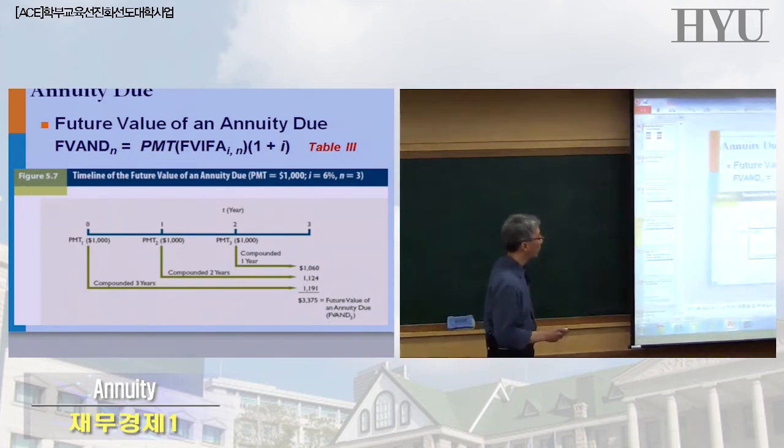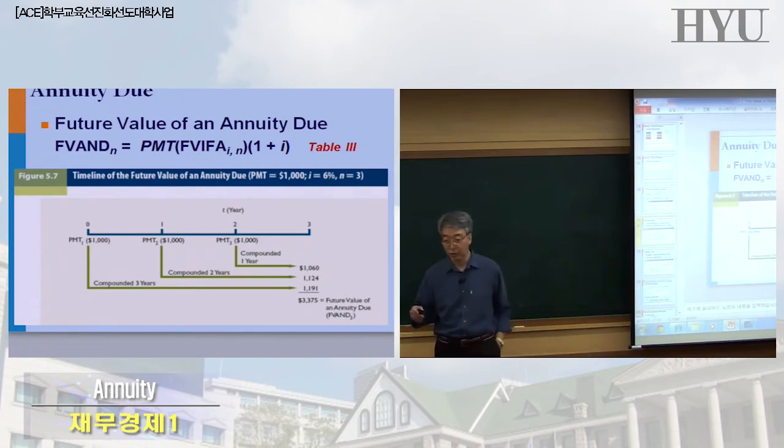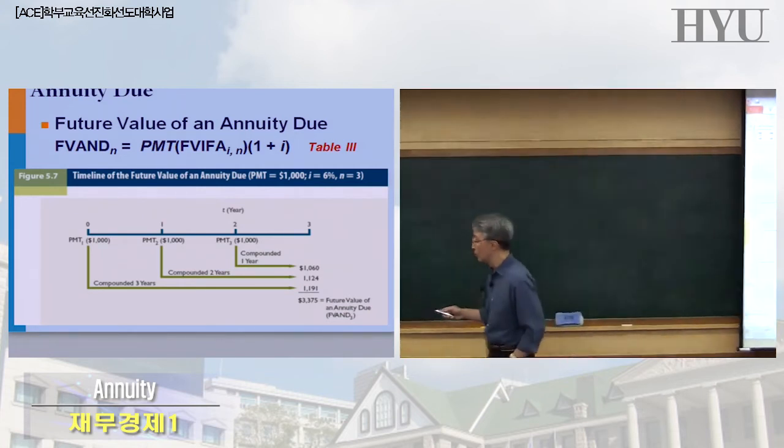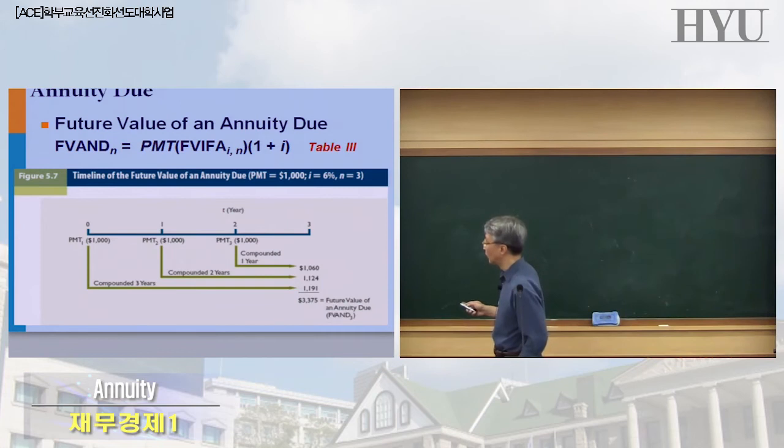Okay? So if you look at the formula here, there is no separate formula, but this is the future value of annuity, which is ordinary annuity, okay? Which is payment times FVIFA. And then now we multiply it by 1 plus i, which means we calculate the future value of ordinary annuity for 1 more year, right?